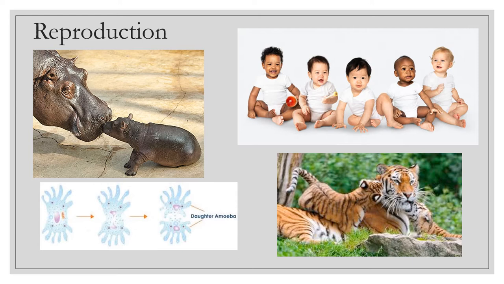But we also are going to talk about how we make new organisms, like a new human. So you're going to have to go through the process of meiosis, where we have the production of eggs and sperm. Those then will join together and create a new, unique human being. And we will talk about those different processes.